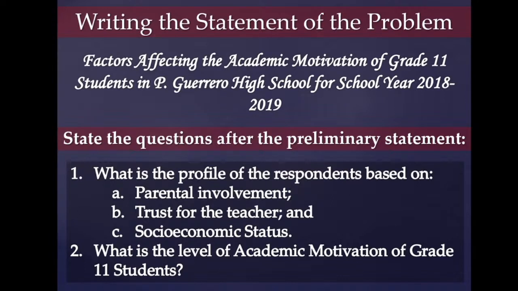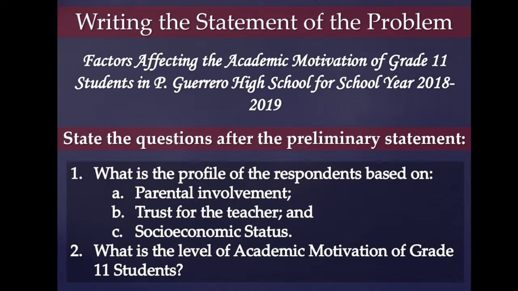Correct. The first variable is factors affecting academic motivation. It is for this reason that research question number 1 asks about the three factors you have likewise seen in the preliminary statement. Now, which variable follows factors affecting academic motivation? Can you please comment your answers? Which variable follows factors affecting academic motivation? Come on, participate in this discussion.